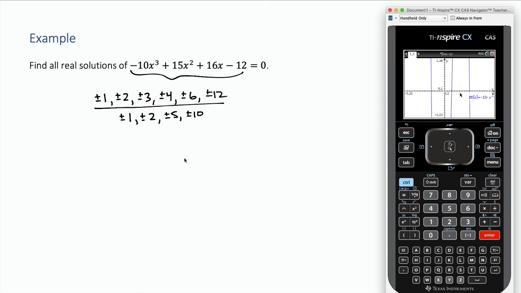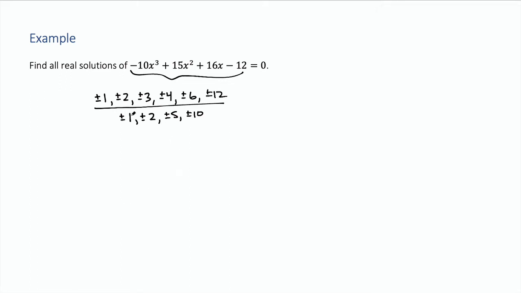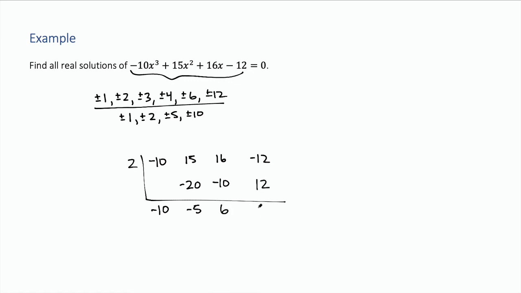All right. And 2, of course, is in this list, 2 divided by 1. So we'll test 2 out. We've got negative 10, 15, 16, and negative 12. So bring the negative 10 down. Negative 10 times 2 is negative 20. We add these and we get negative 5. Negative 5 times 2 is negative 10. 16 plus negative 10 is 6. 6 times 2 is 12. And look at that, we add those, we get 0. So it worked out for us.